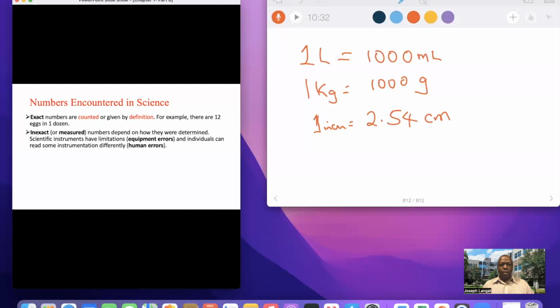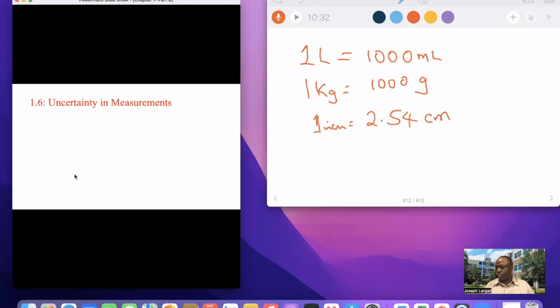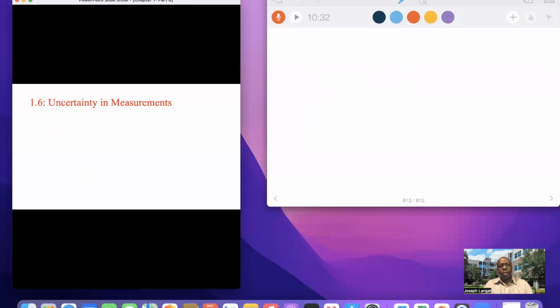Your weight or mass, we may use a scale, all right? Those numbers obtained from measurement, from using an instrument, are said to be inexact. There are some errors associated with it. Having said that, we will look at in detail in section 1.6, uncertainty in measurement. All measurements have a degree of uncertainty.